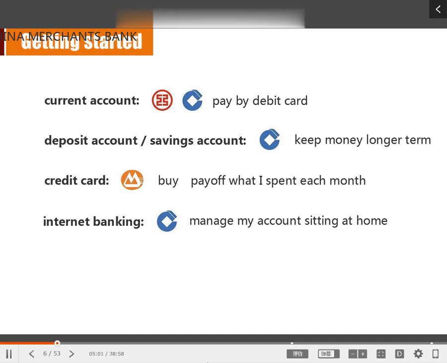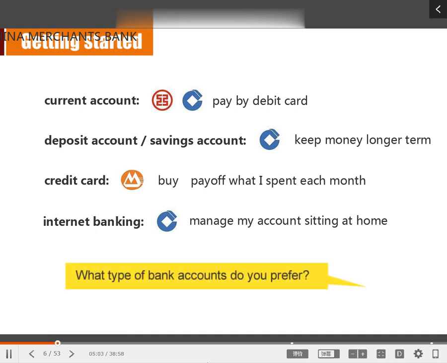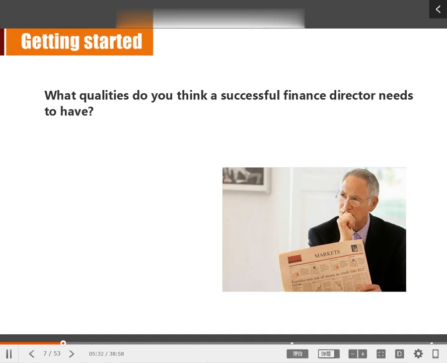Now let me ask you this. What type of bank accounts do you prefer? Great job. And so much for personal finance. Now, most of us are working now, and the rest of us are about to join the workforce. So, company finance is something that concerns us all. So, let's think about this. What qualities do you think a successful finance director needs to have?